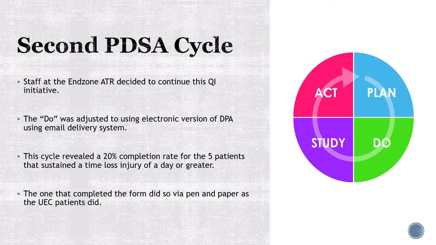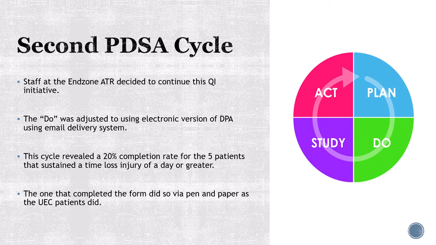They decided to continue within this initial cycle, but they adjusted the due. The due was adjusted to using an electronic version of the DPA using an email delivery system. They thought that they could be more effective, and they could definitely meet the 80% goal, if not higher, on follow-ups by using an electronic mail delivery system.